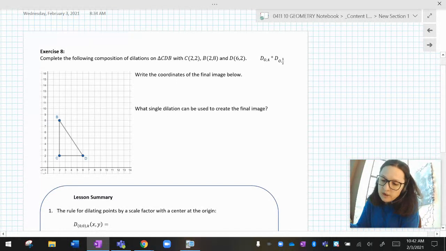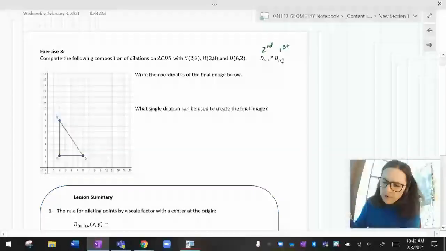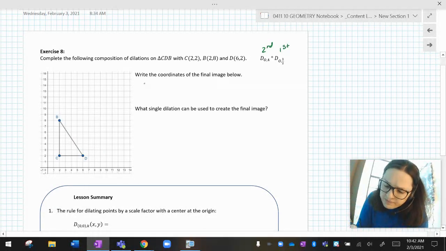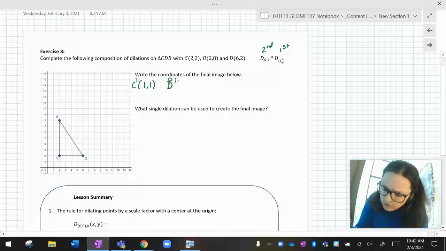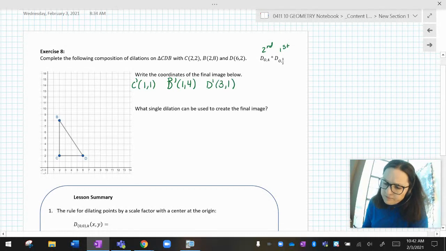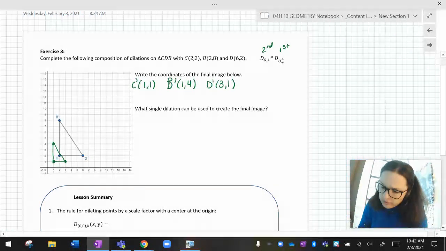All right, so let's tie this in a bow. Complete the following composition of dilations from BCD with those coordinates. Dilate it by a scale factor of 1/2. Remember, this comes first. And then dilate it by a scale factor of 4. Okay, well, my first dilation by a half is going to cut each of these coordinates in half. So C prime would be 1, 1. B prime would be 1, 4. And D prime would be 3, 1. All right, so 1, 1, 1, 4, 3, 1. Okay, there's my little baby triangle.